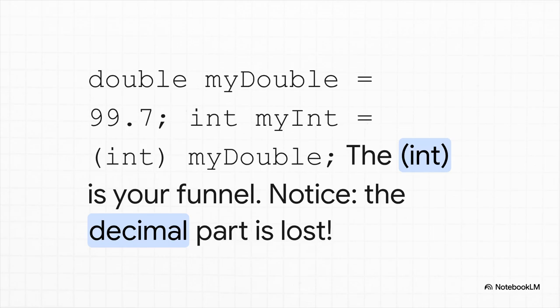But what about this situation? We've got a double, 99.7, and we're trying to shove it into a smaller int container. Now Java's going to throw up a red flag unless you use this very specific command, (int). You can think of this as your special funnel. It's you telling the computer, yep, I know this is risky, I know some data might get chopped off, and I'm okay with that. And look what happens. The decimal part, that 0.7, poof, it's gone. The integer myInt is now just 99.